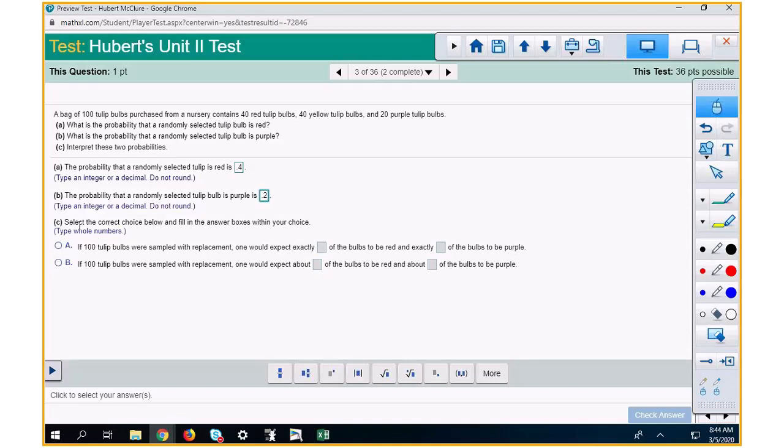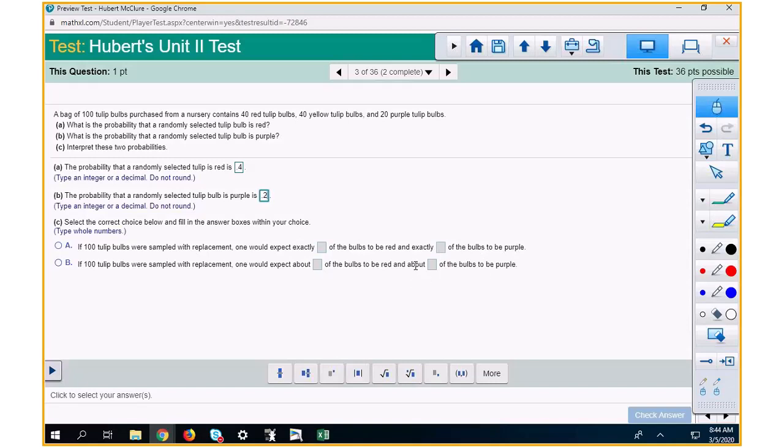Please don't get this one wrong. If you get this one wrong, don't tell anybody. Select the correct choice below and fill in the answer box. If 100 tulip bulbs were sampled with replacement, both say with replacement, that means you're going to put it back in. One would expect exactly some number to be red and exactly some number to be purple.